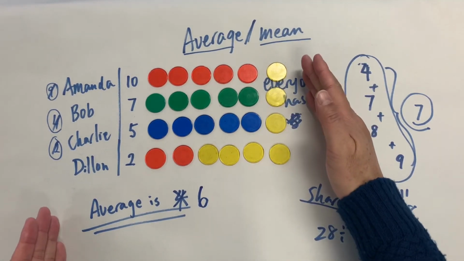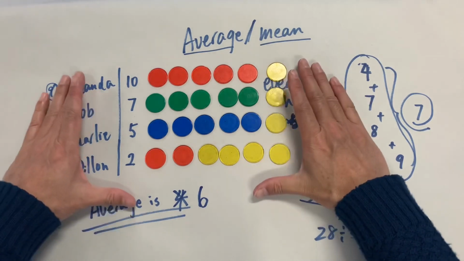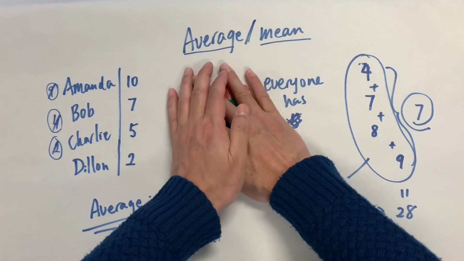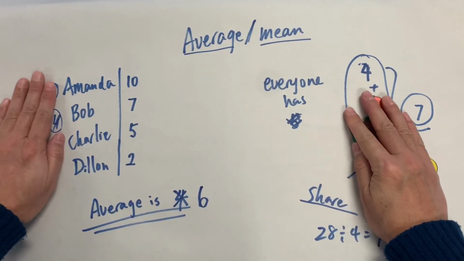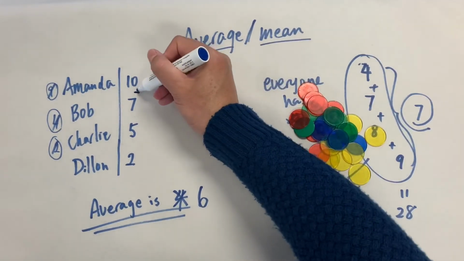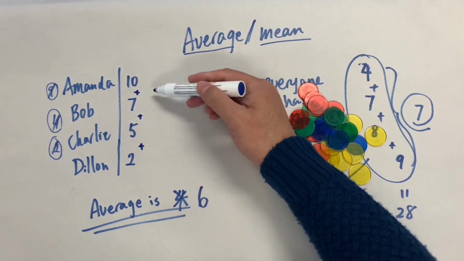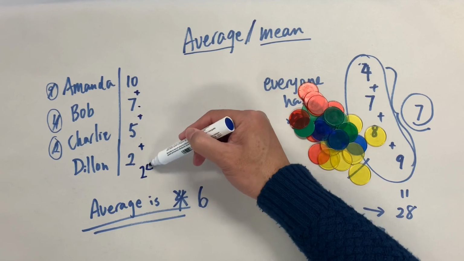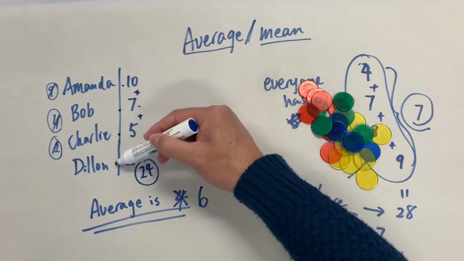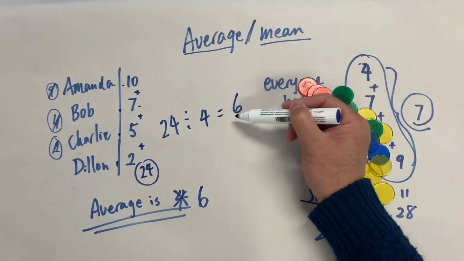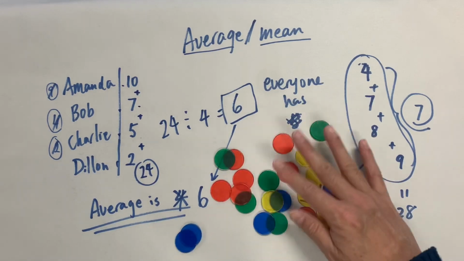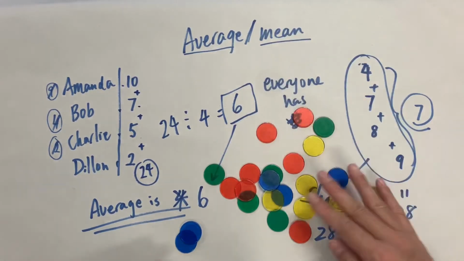10, 7, 5, 2. So we are going to put them all together and share the whole lot by 4 people. So 10 plus 7 plus 5 plus 2, we have 17 plus 7, that's 24. 24 we divided by 4 people, that's average 6. So hope you understand and enjoy the concept of average.